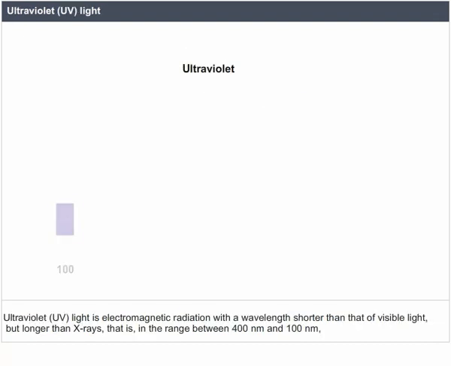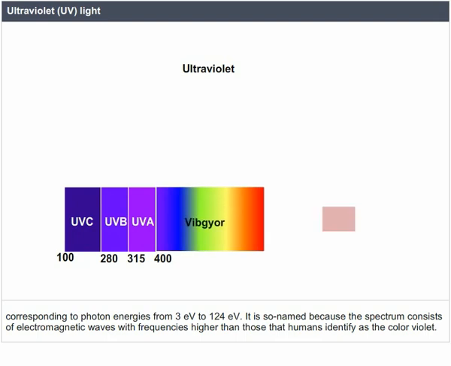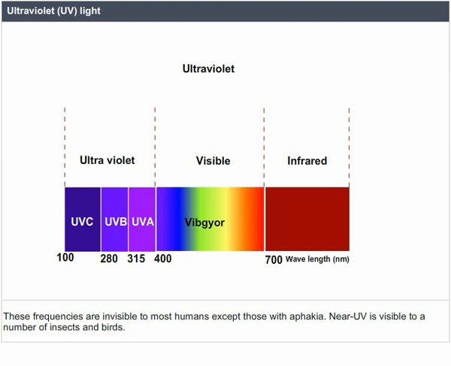Ultraviolet, UV, light. Ultraviolet, UV, light is electromagnetic radiation with a wavelength shorter than that of visible light, but longer than X-rays, that's in the range of 400 nm and 100 nm, corresponding to photon energies from 3 electron volts to 124 electron volts. It is so named because the spectrum consists of electromagnetic waves with frequencies higher than those that humans identify as the color violet. These frequencies are invisible to most humans except those with aphakia. Near UV is visible to a number of insects and birds.